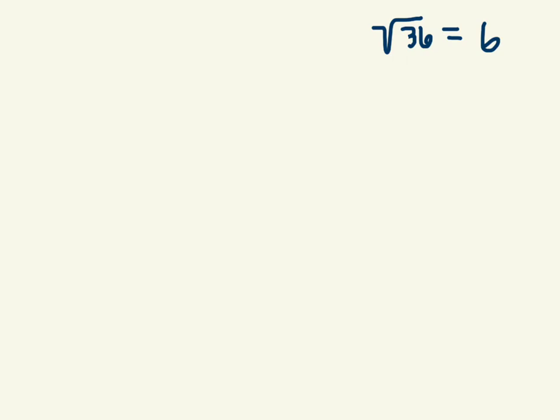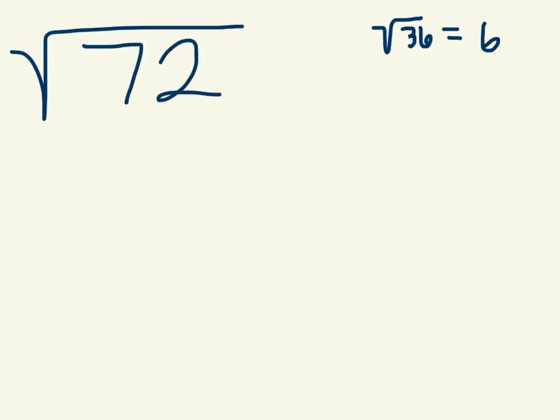Off to the side, I have our reminder of the square root of 36 being 6, which will help us do this problem, the square root of 72. The square root of 72 is going to give me an irrational number, so now I have to simplify this radical. The square root of 72 is another way of saying the square root of 36 times 2. Because isn't it true that 36 times 2 is 72?